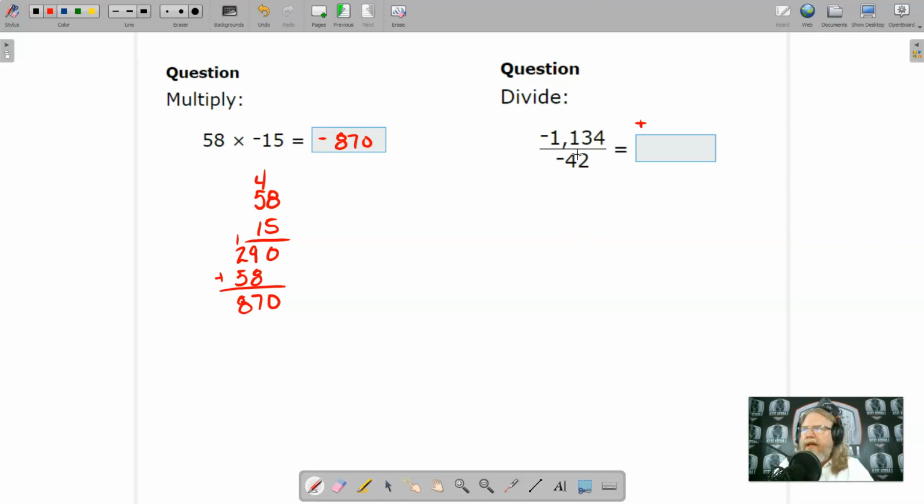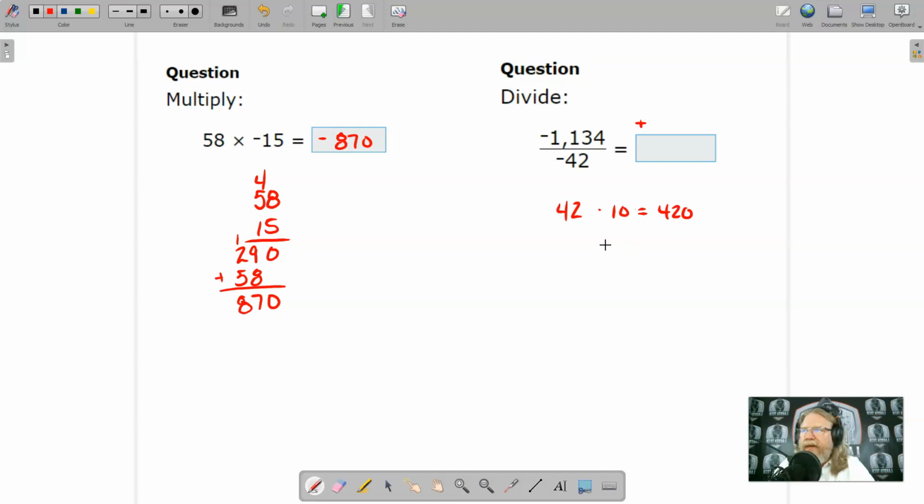So I'm thinking I gotta multiply 42 times some number to get to 1,134. So because whatever number I find is going to be the answer. If I multiply whatever the answer is times 42, I'm going to get this number here. So let's try this. Let's consider 42. Not 40, but 42. Now if I multiplied that times 10, right? I multiply it times 10, I'm going to get 420.